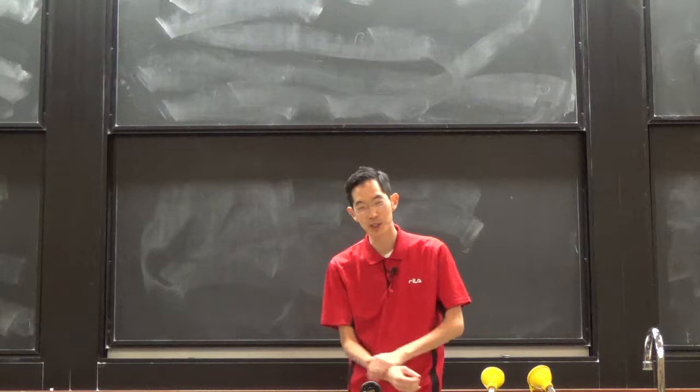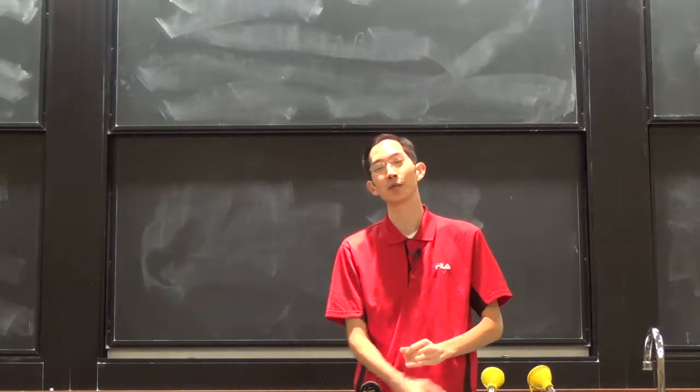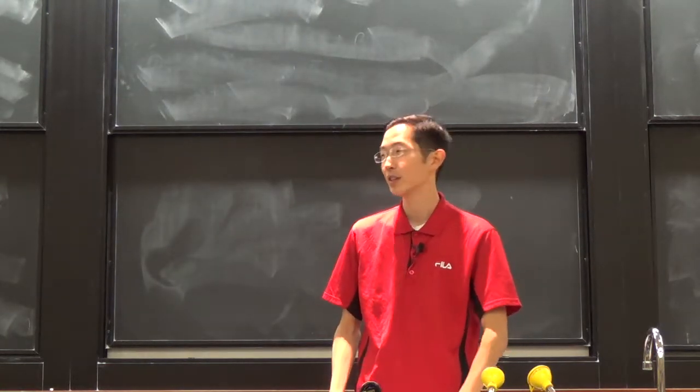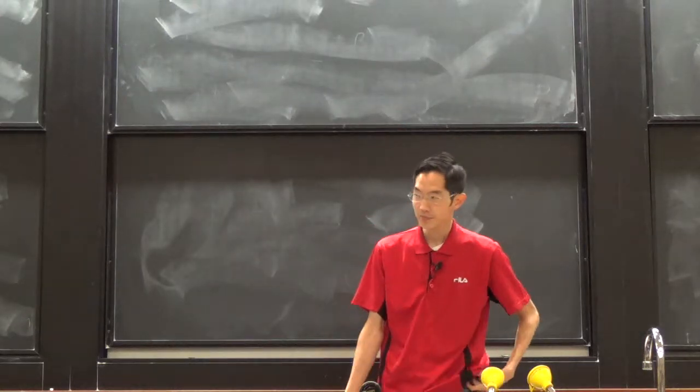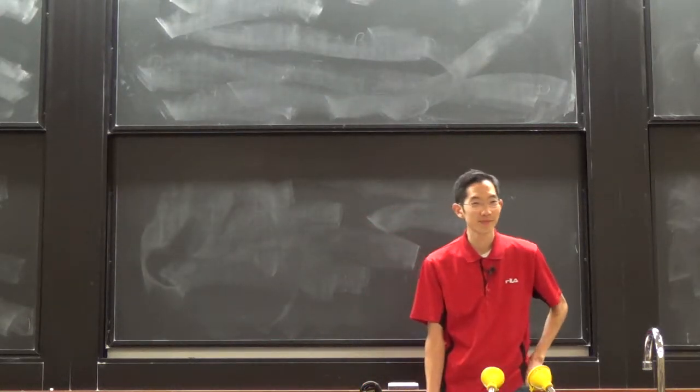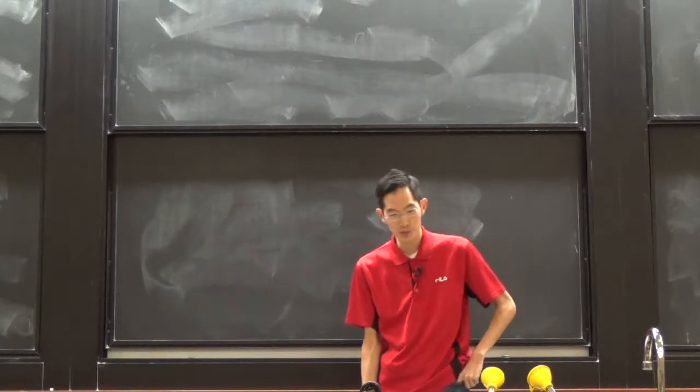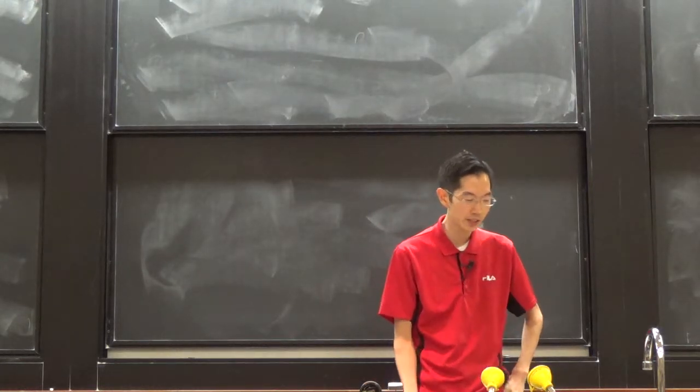What does the standard deviation tell us? It's a measure of spread, which is the typical distance from the mean. A typical distance from the mean.